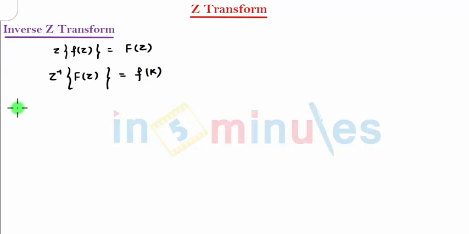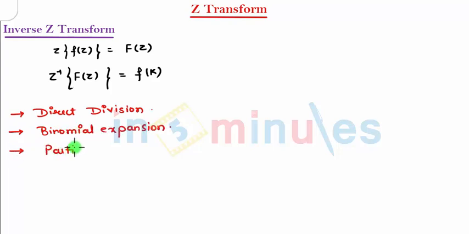Now we will start with the next topic, that is inverse Z transform. So as we said, Z of f of k is F of z. Obviously I'll be having F of z, and I need to do the inverse of this. So the inverse of this comes to be f of k. For doing the inverse I have three methods. First is direct division, second is binomial expansion, and third is partial fraction.